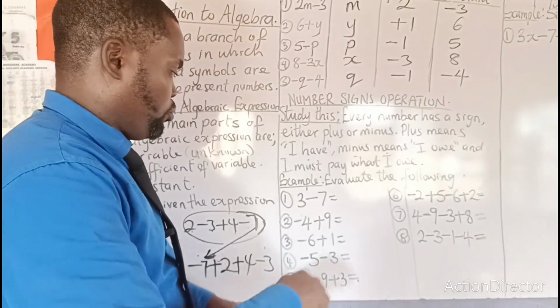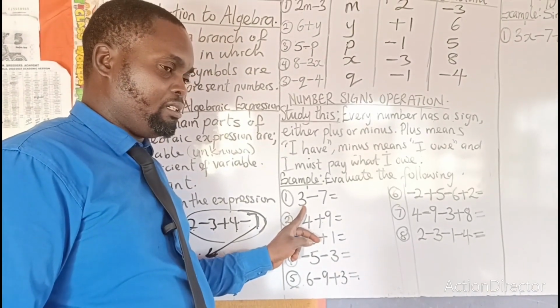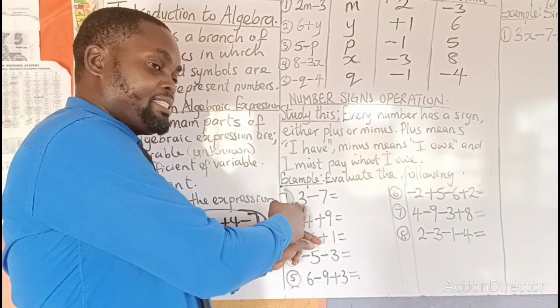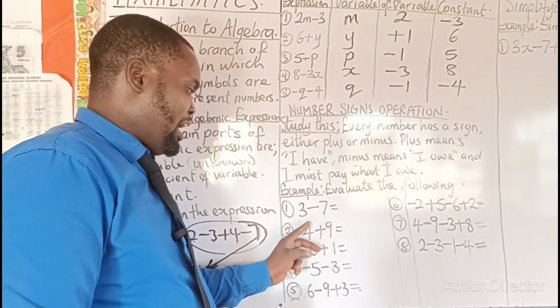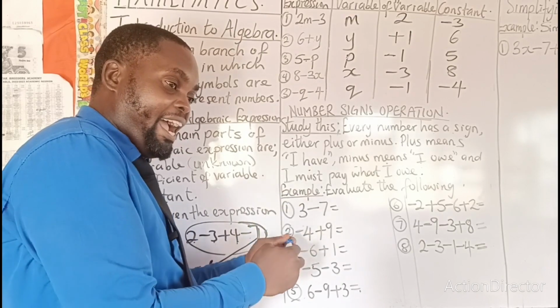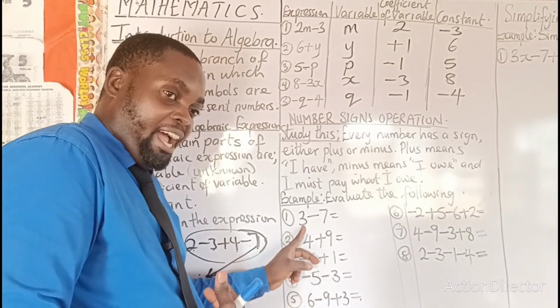Now, we assume that we are doing this. Let's look at this number. What is the sign of this number? They did not put any sign. The sign is plus. What is the sign of this one? Minus. Now, because we said plus means I have, to solve this, I will say, I have 3 naira.